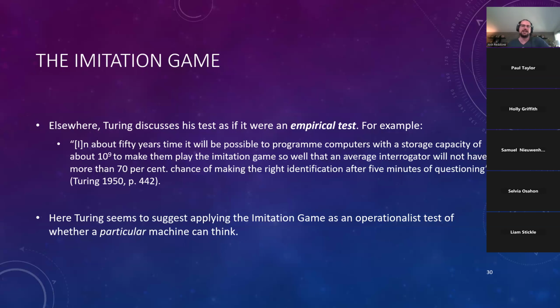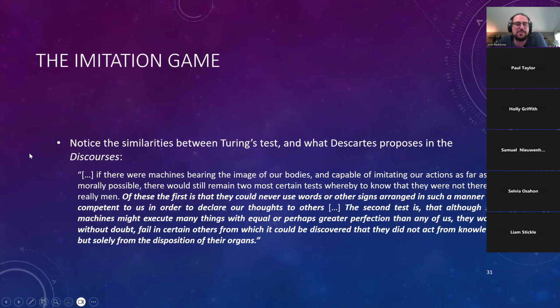I don't think it is an actually good empirical test for particular machines. I think it works better as a thought experiment. I also think, and this is what my PhD thesis was about, that there is a third way to think of the Turing test. Sure, you can think of it as a thought experiment. You can think of it as an empirical test, as a sort of other-directed empirical test.